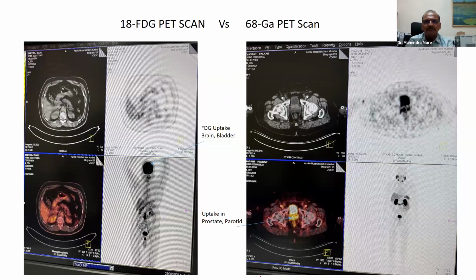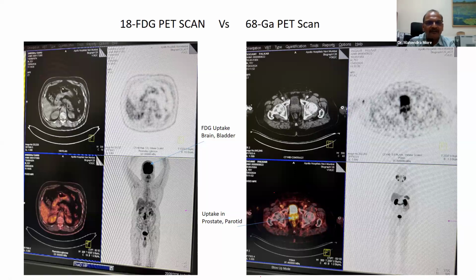Okay, these are the two scans. On the left side you will see the 18 FDG scan, and on the right side you will see the gallium scan. If you see the background in the image, this gallium is mostly used for the prostate studies, the PSMA studies. So if you see here, there is uptake in the prostate, and background uptake is very low. This gallium doesn't accumulate in the brain, doesn't accumulate much in the circulation. So after some time, it gets washed out. It only accumulates in the parotid glands, or submandibular gland, and kidney and bladder.